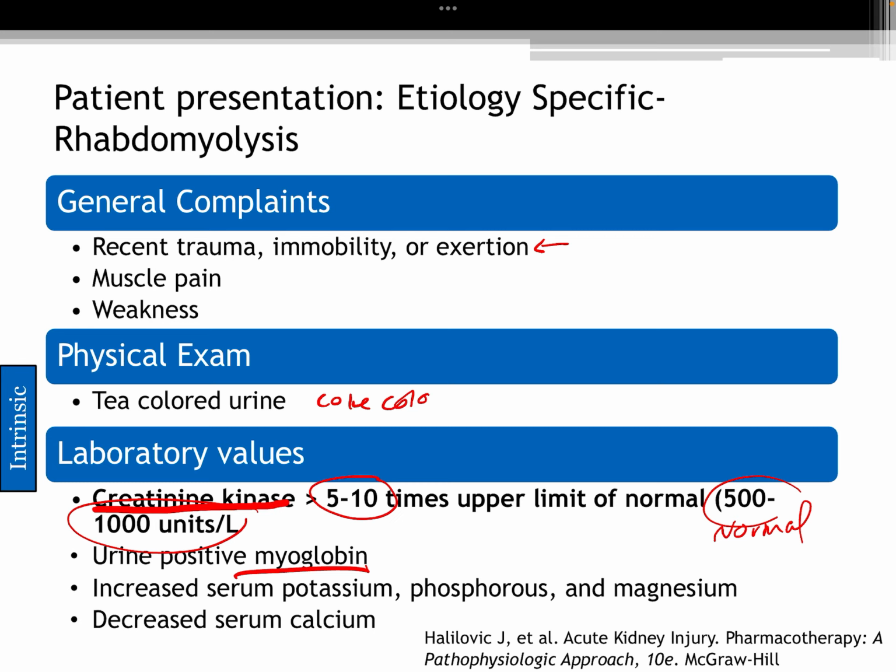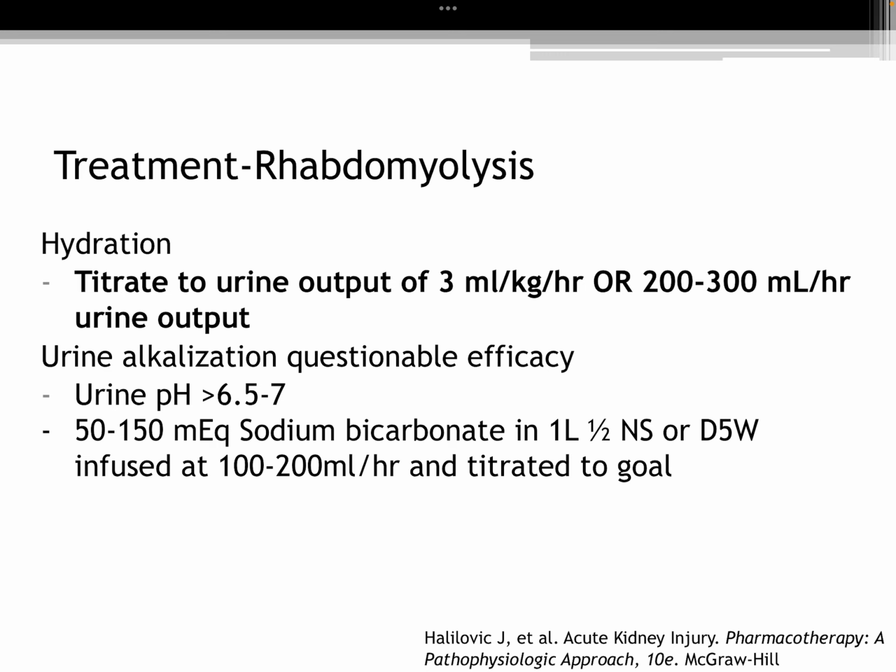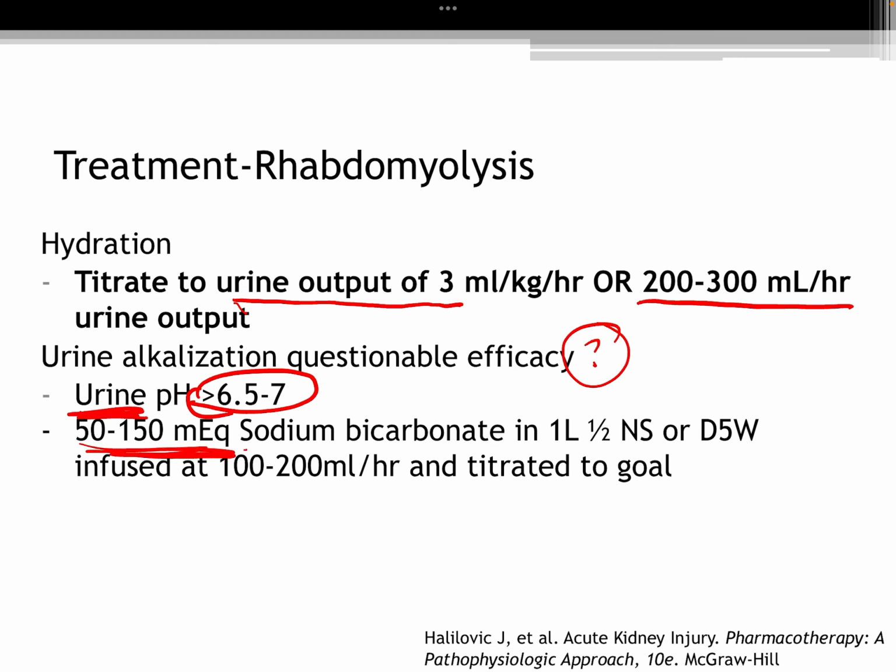As far as the treatment, the big thing here is that we want to flush out the kidneys. So you'll see that we'll do hydration, titrating to a urine output of 3 mL per kg per hour, or 200 to 300 mL per hour of urine output. Now, if this fails, we can try urine alkalization, which has some questionable efficacy. So we will be titrating to a urine pH, and it's notable to say urine pH, of greater than 6.5 to 7. And we do this using sodium bicarb. It is notable that whenever you give sodium bicarb in fluids, you do not want to use normal saline. You either use half normal saline or D5.